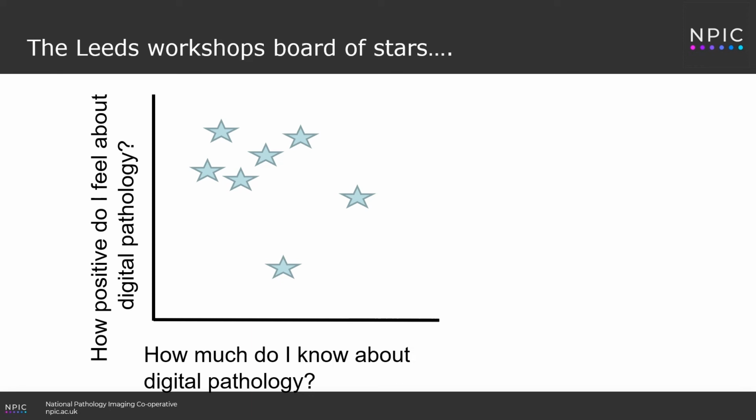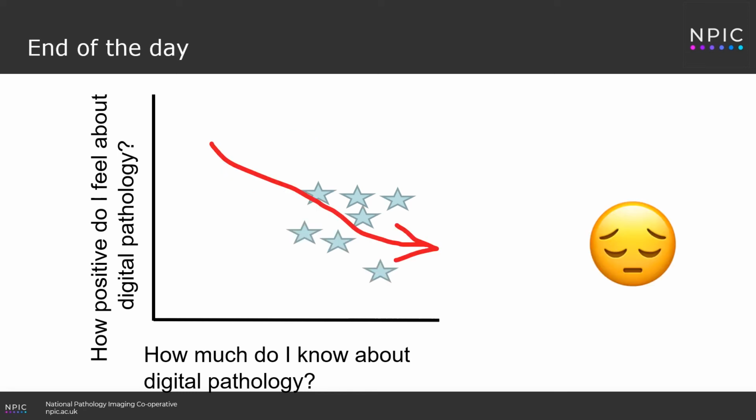And the people who come to our workshops are often tentatively knowledgeable about digital pathology and mostly generally positive, with a few skeptics. And by the end of the day, this is where they move their stars to on our evaluation chart. Generally, their knowledge of digital pathology has increased, but their positivity about it has decreased or been tempered.